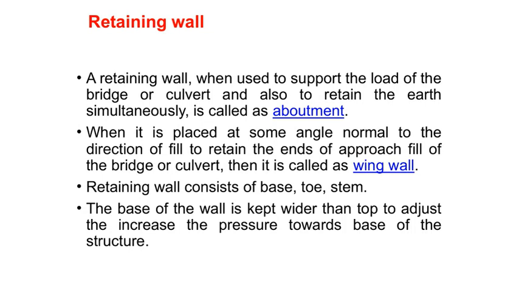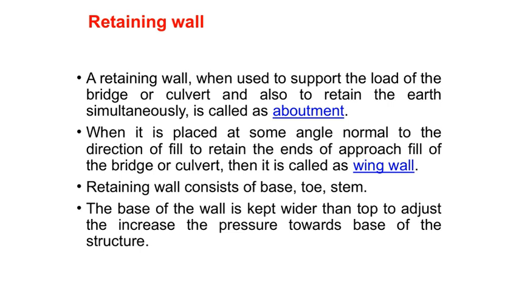Let's talk about retaining walls and their role in supporting structures like bridges and culverts. When a wall is used to support the load of the bridge or culvert while also holding back the earth, we call it an abutment. This dual function is crucial for stability and safety. Now, if the wall is placed at some angle perpendicular to the direction of the fill, meaning it's positioned to effectively retain the approach fill of a bridge or culvert, that's called a wing wall. It acts like an extension that helps contain the earth more effectively at the ends.